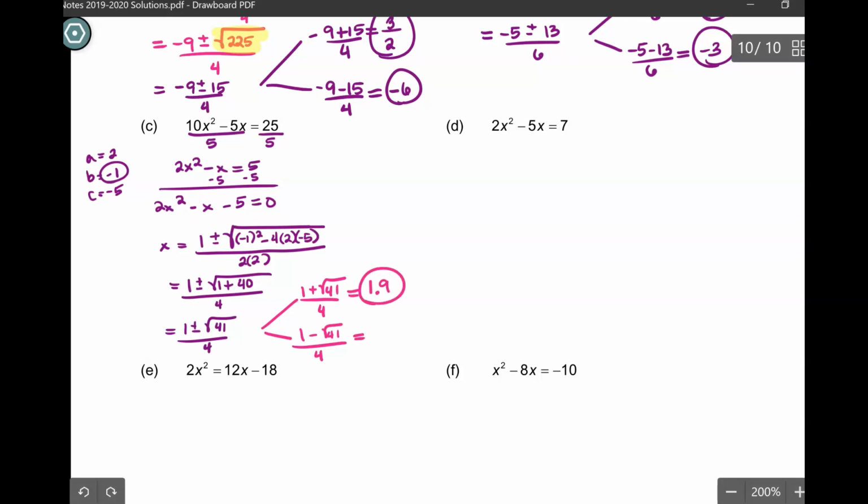That's one answer. The other answer is 1 minus the square root of 41. And I want to divide that by 4. And that ends up being -1.35078. So that's -1.4 if I'm rounding to the 10th.